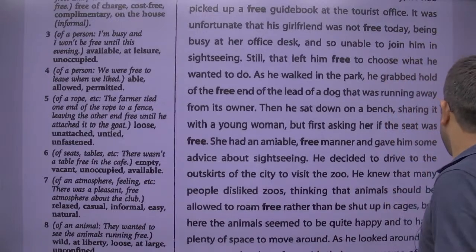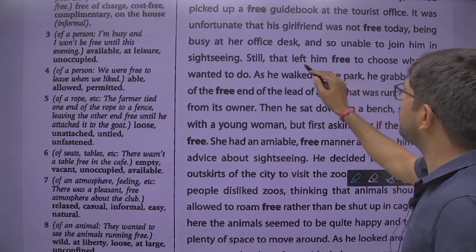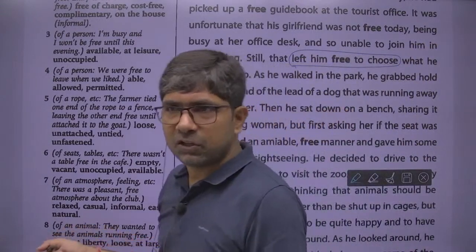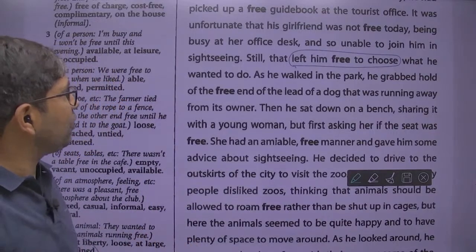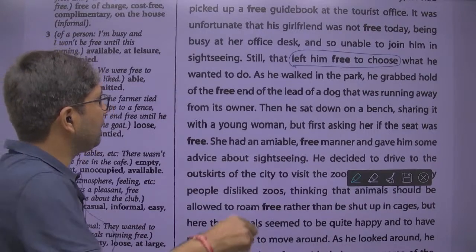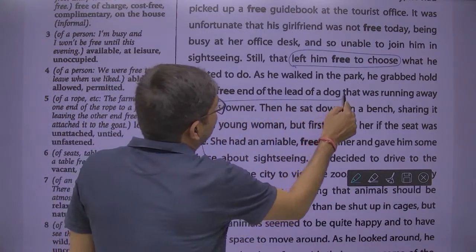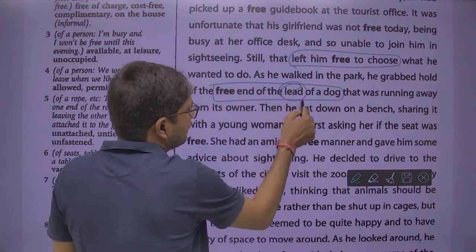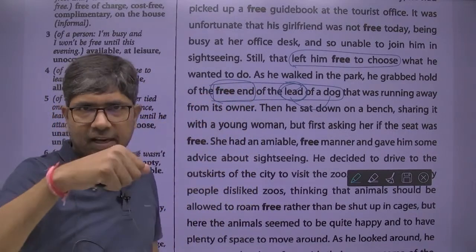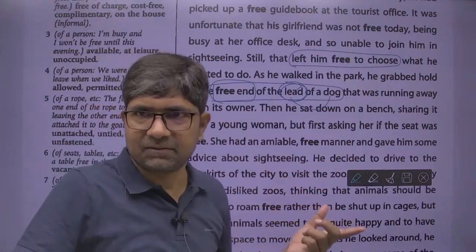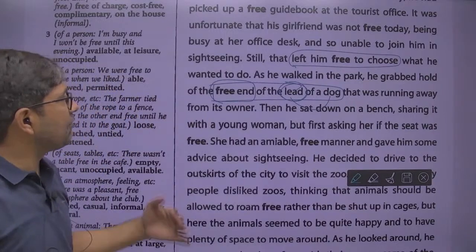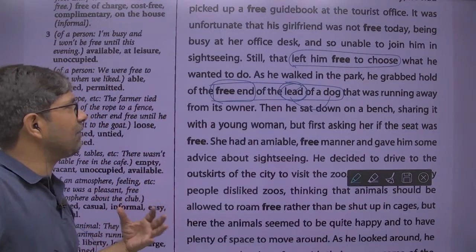If it leaves you free to choose, it means it allows you to choose. You can do anything that he wants to do. It means what he wanted to do. So as he walked in the park, he grabbed hold of the free end of the lead of a dog, and that lead is the rope with which dogs are tied, and free end means the loose end. One is around the neck and the other is the free end, that is the loose end. So that was the free end of the lead of a dog that was running away from its owner.